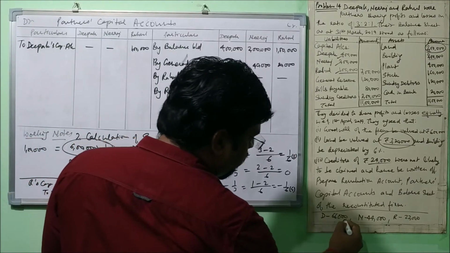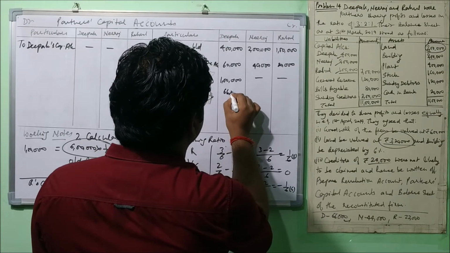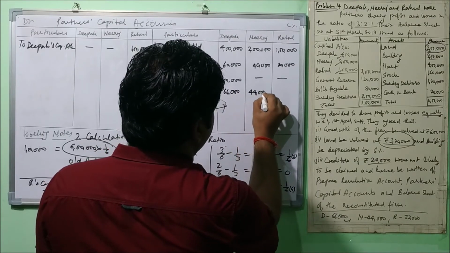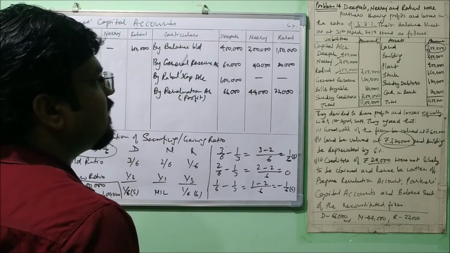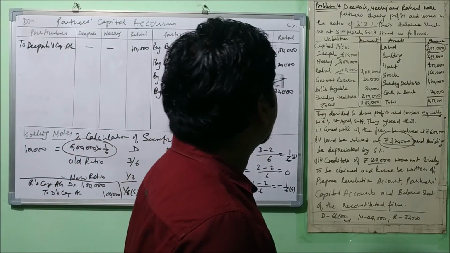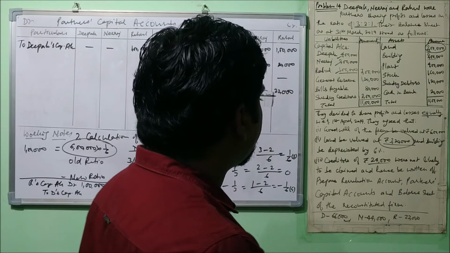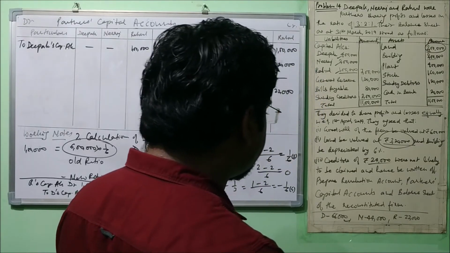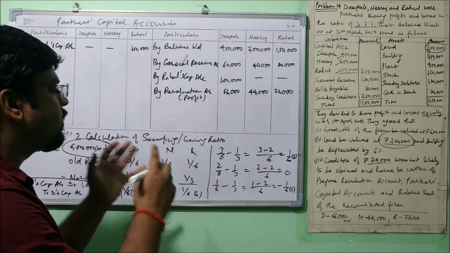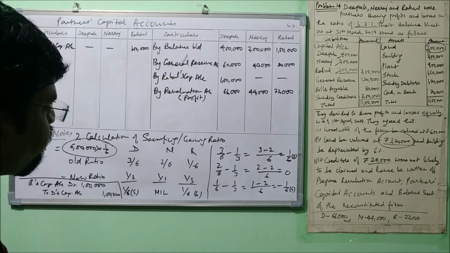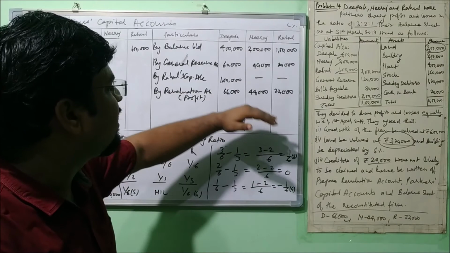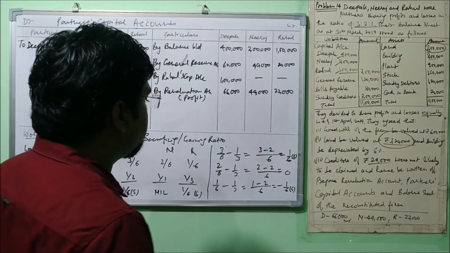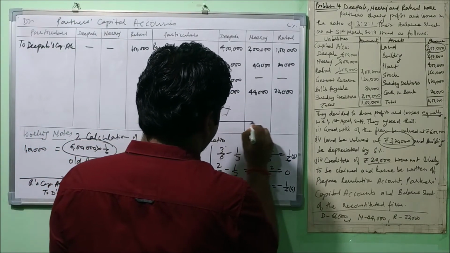So what is the amount? We have already written 66,000, 44,000 and 22,000. Now let's see if any other value is left here. I don't see any other value to be placed in this account. Fine. So let's do a total of that. We can clearly see that this side total of all the partners is more than this side. So directly we can mention the amount here.